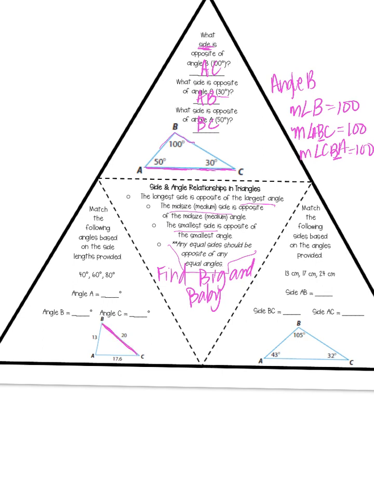Your biggest side is opposite your largest angle. So 20 is opposite angle A, and angle A has to be my biggest number here, which would be 80 degrees. Then find your baby. Your baby side is 13. It's opposite your smallest angle, which is C. What's my smallest angle here? 40. So then what's left? 60. Okay, so that's what I did. I found my big, and then I found my baby, and then whatever is left.